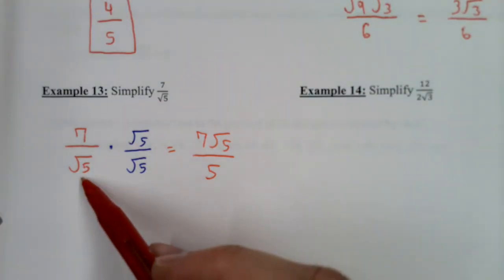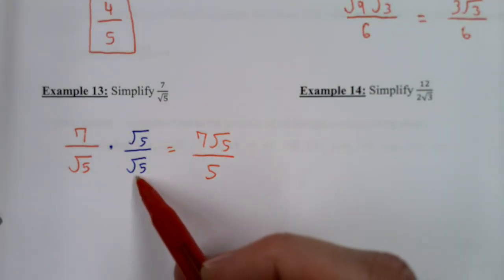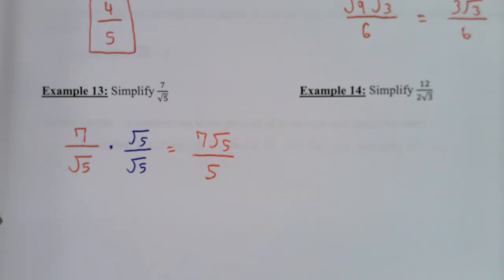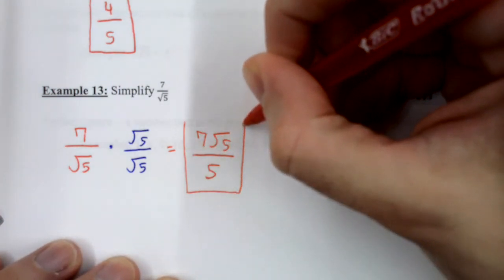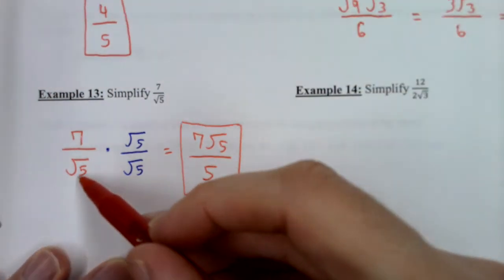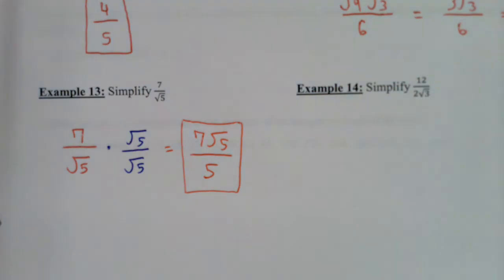Any square root of a number times the square root of the same number is just the number without the square root, okay? So the square root of 8 times the square root of 8 is 8. The square root of 15 times the square root of 15 is 15. The square root of 87 times the square root of 87 is 87, and so on. Think about it like this. The square root of 5 times the square root of 5 is the square root of 25, which is 5.